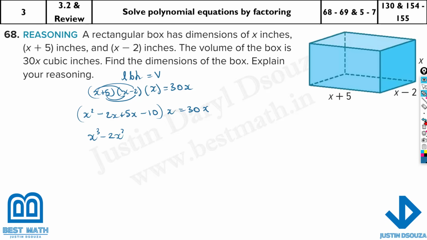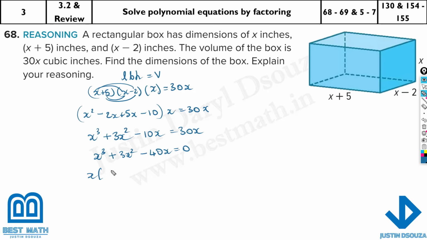Okay, now let me simplify this. What is minus 2x plus 5x? It's positive 3x, but I have one more x to be multiplied, so it's 3x squared minus 10x. That is equal to 30x. So now we can see this 30x, let's get it inside. So what happens is x cubed plus 3x squared, this plus 30 becomes minus 30 and minus 10 will be minus 40x is equal to 0. Okay, now we have got 0 on one side. We can simplify this. How do we simplify?